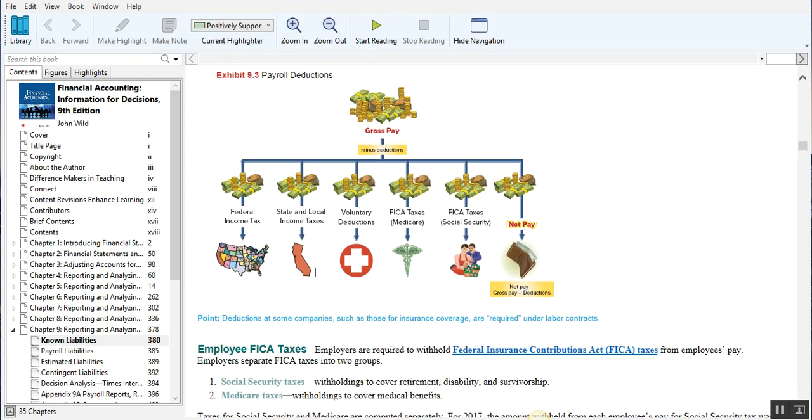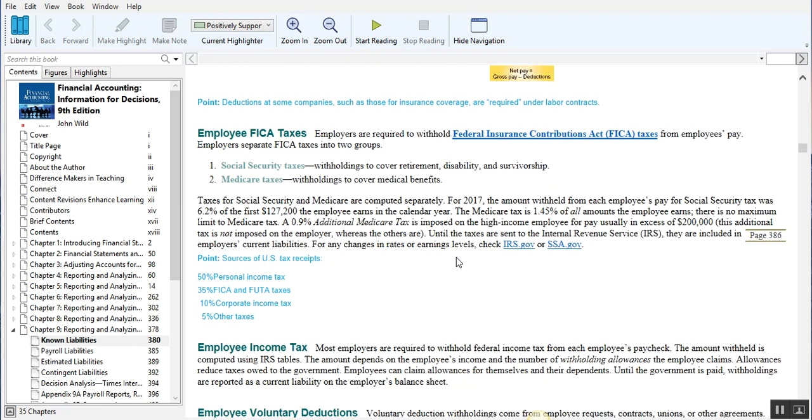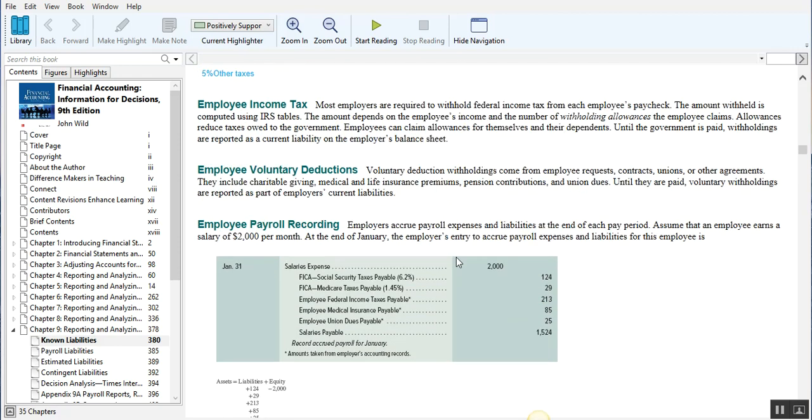So for an employee, you're going to calculate the withholding for federal income tax, state and local, any other deductions, Medicare, and Social Security. And all of those are going to be payables that you're going to record. The journal entry will look like this. Let's say we had an employee that earned $2,000. These might be the withholdings on that employee's pay. We show a payable for Social Security of $124, Medicare of $29. We show federal income taxes payable $213, medical insurance payable, employee union dues payable, and then salaries payable.